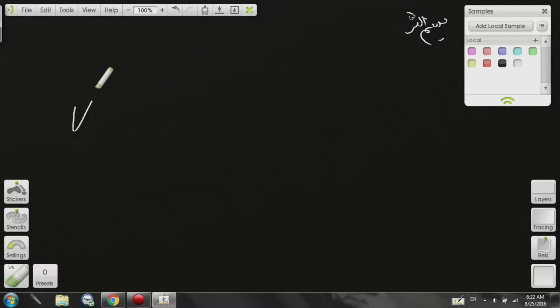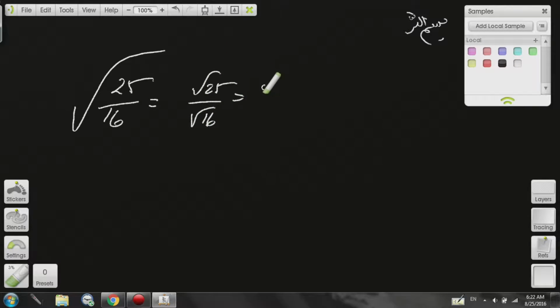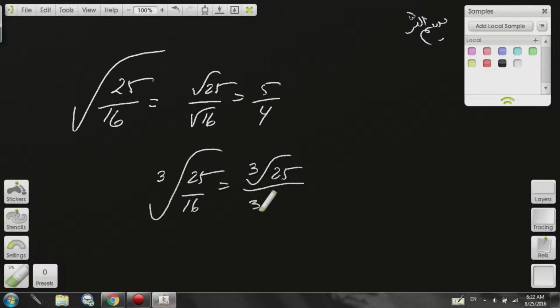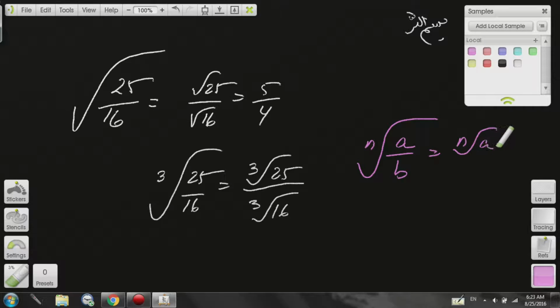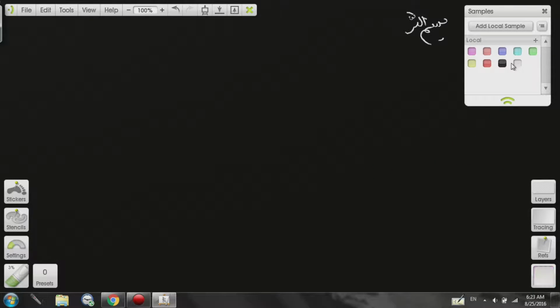In the same way as before, if you had the square root of 25 over 16, you simplified this as square root of 25 over square root of 16, and this was 5 over 4. We can do the same thing with a fraction. So the cube root of 25 over 16 would equal the cube root of 25 over the cube root of 16, and then you would do it that way. So in other words, if you have the nth root of a fraction a over b, you can rewrite this as nth root of a over nth root of b. So this is just a review of some properties of fractions.